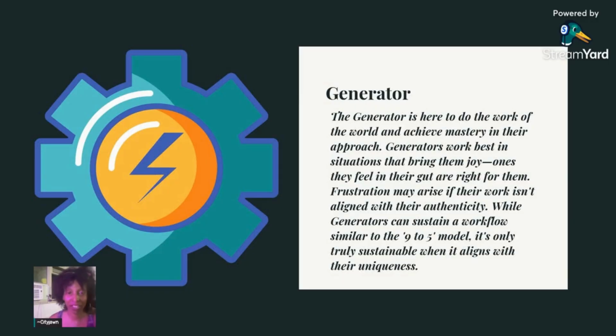Generators work best in situations that bring them joy, ones that light them up, give them pleasure, and ones that they feel are right in their gut for them. So the surefire way to deplete a generator is to have them doing work that is not right for them. Generators are built to work, but the work has to be aligned and right for them.